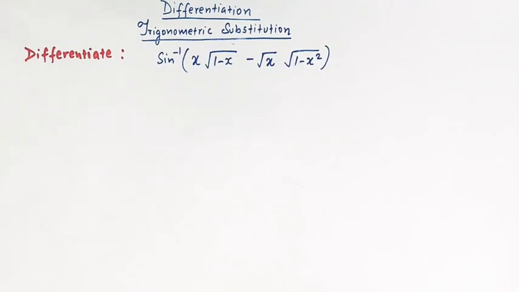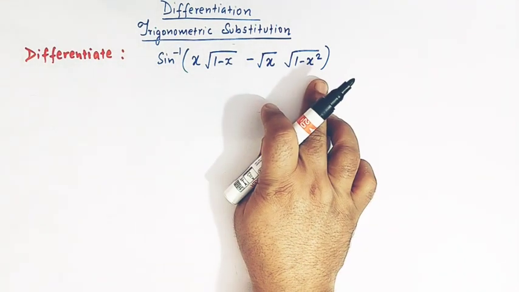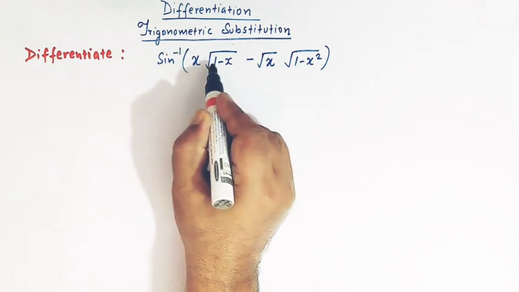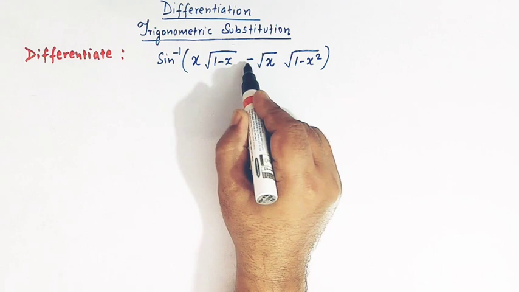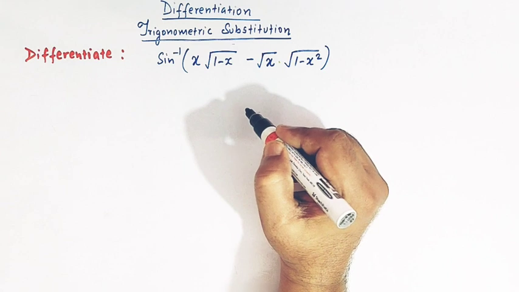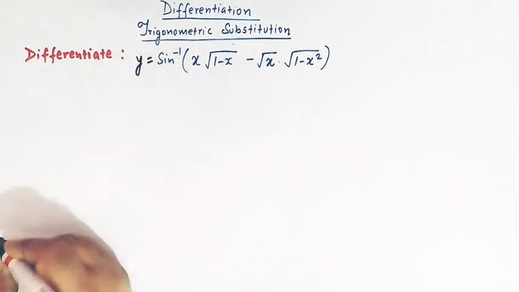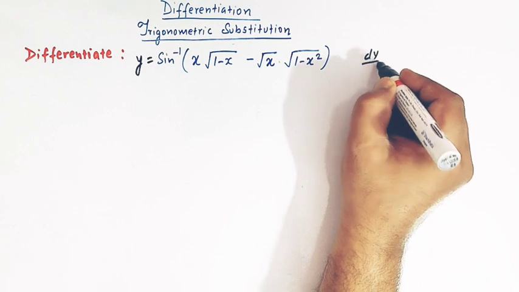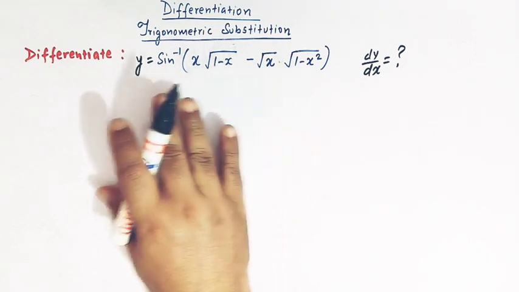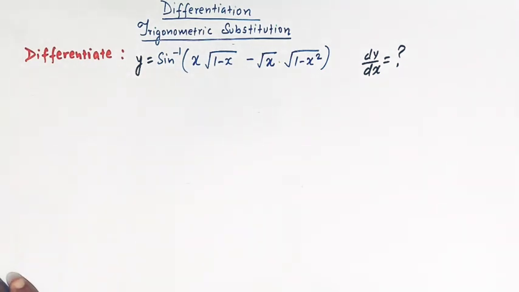Now let us consider one more problem, right? So here we have to differentiate this function with respect to x, right? So here we have sine inverse, and we have x times square root of 1 minus x minus square root of x times square root of 1 minus x square, right? So let us call this function as y. So here also we have to find dy over dx, right? So viewers, here also we will make use of the trigonometric substitution, and will utilize some standard results from trigonometry, right?